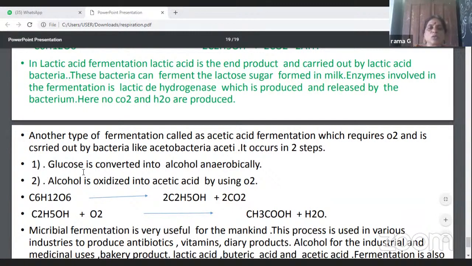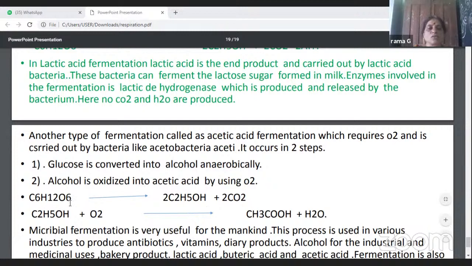First, glucose is converted into alcohol anaerobically. That means in the absence of oxygen, glucose is incompletely oxidized and results in the formation of alcohol. Then next, this alcohol is oxidized into acetic acid by using oxygen.